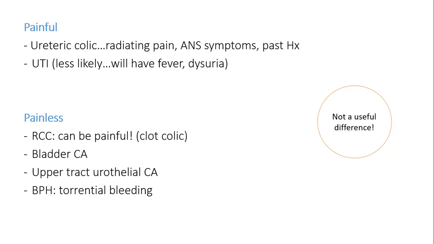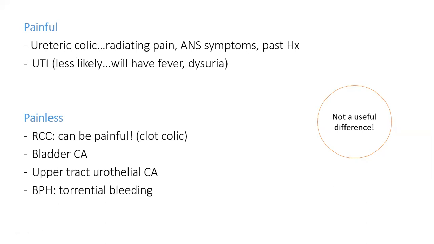So BPH is a more benign cause of hematuria, but it can present with torrential bleeding because the blood vessels around the hyperplasia, the prostate which has undergone hyperplasia, are very fragile. So if something erodes it, it can definitely bleed a lot. That's why you get something called torrential bleeding. It's like massive hematuria.